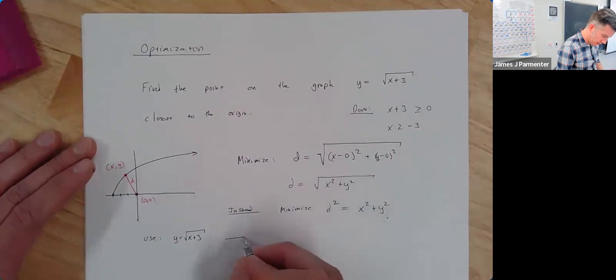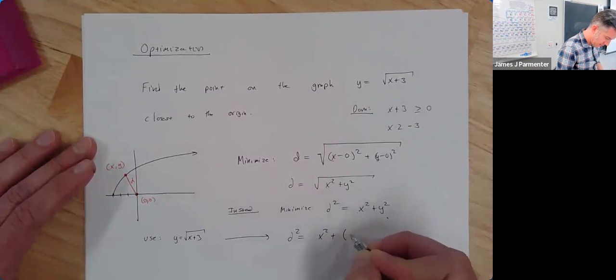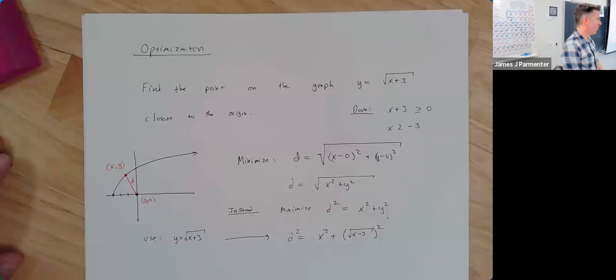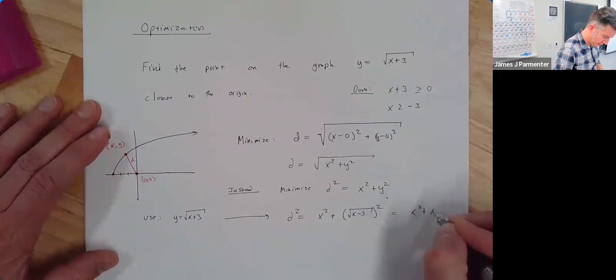So our new equation is going to be the distance squared is equal to x squared plus the square root of x plus 3 squared. And of course, we should simplify that. That's just going to be x squared plus x plus 3.